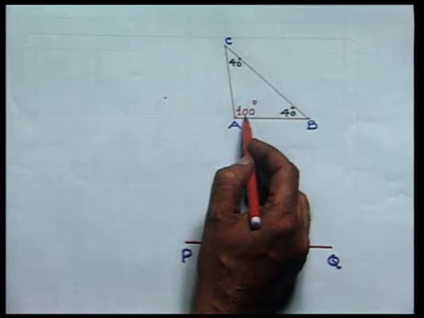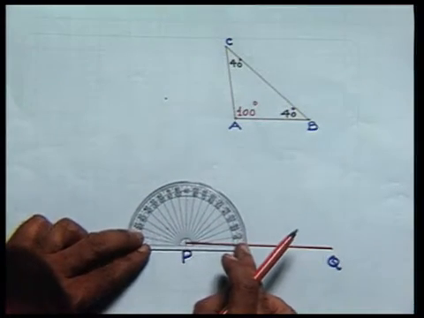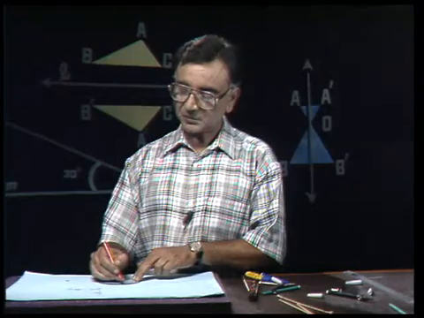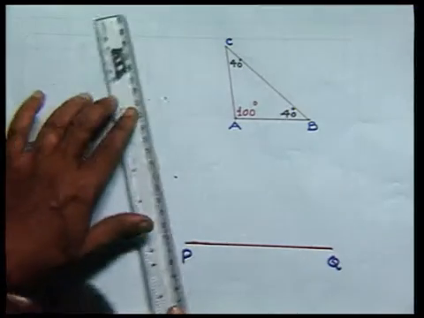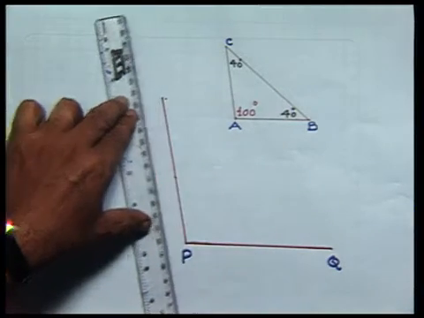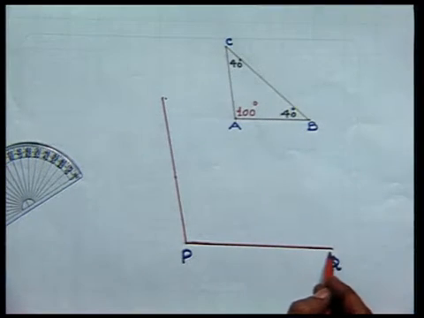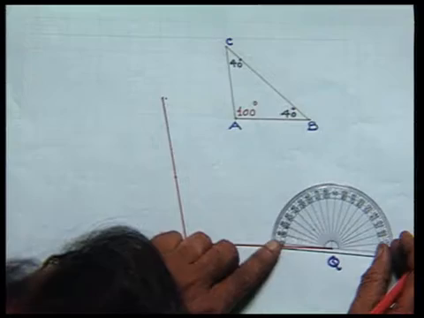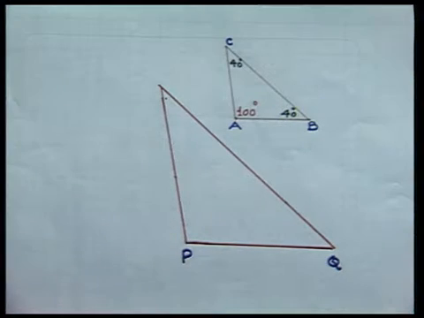Here the angle A is 100 degrees. Let me take the correspondence of A with P and make an angle of 100 degrees at A. This is 100 degrees. And taking the correspondence of point B with point Q, at B we have an angle of 40 degrees. So at Q I will make an angle of 40 degrees. Let's name this point as R.